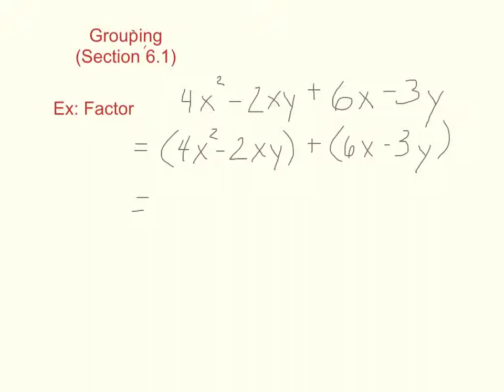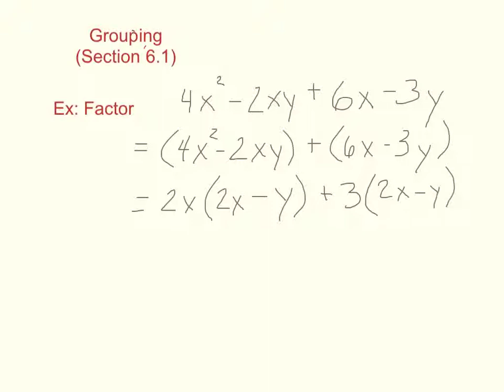And in the first binomial I have here, I've got a common 2 and an x. So there's a 2 and an x there, 2 and an x here. So I'm going to take the greatest common factor of that binomial out, and I should end up with 2x minus y. And then similarly, for the other binomial, I've got a 3 in common. That leaves me with 2x minus y.